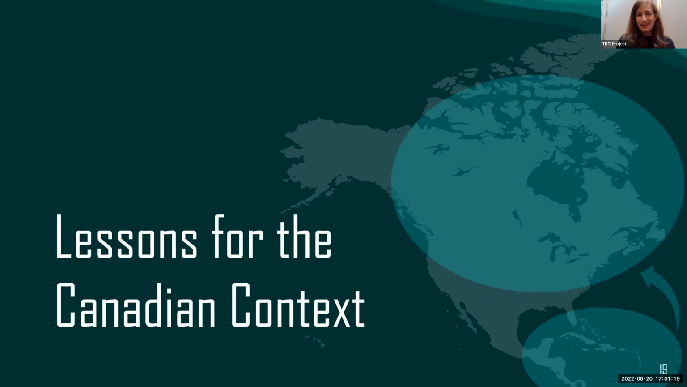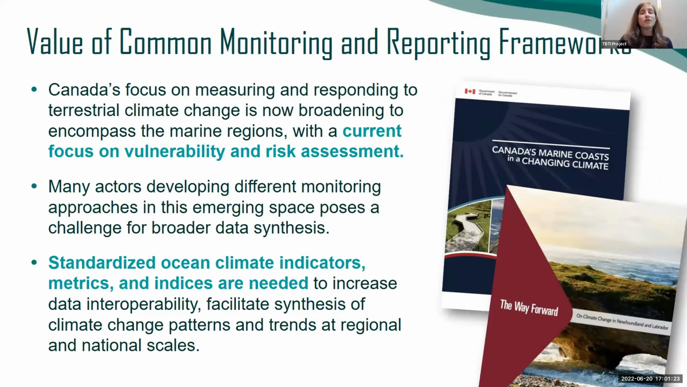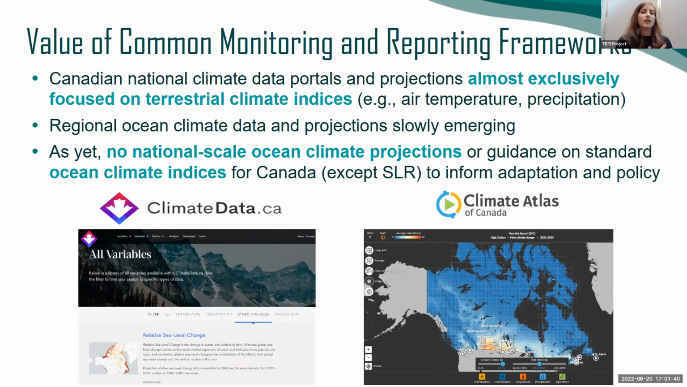So I'm very quickly now going to take you through lessons for the Canadian context. First and foremost was the importance of unified and standardized monitoring and reporting metrics for climate change. This is well advanced in terrestrial systems and hazards in Canada, but is still emerging in the marine space and is really needed for synthesis. A good illustration of this is that many national climate data portals are still focused almost exclusively on terrestrial climate hazards and indices, with the exception of sea level rise.